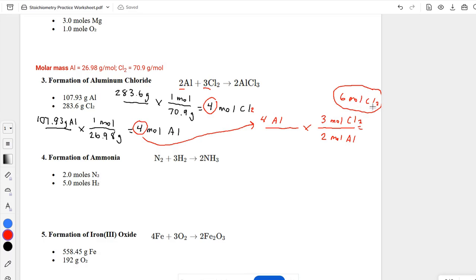All right, so 6 moles. We needed 6 moles of chlorine, but we only have 4. So chlorine is going to run out first. All right, and once again, now I'm really done.